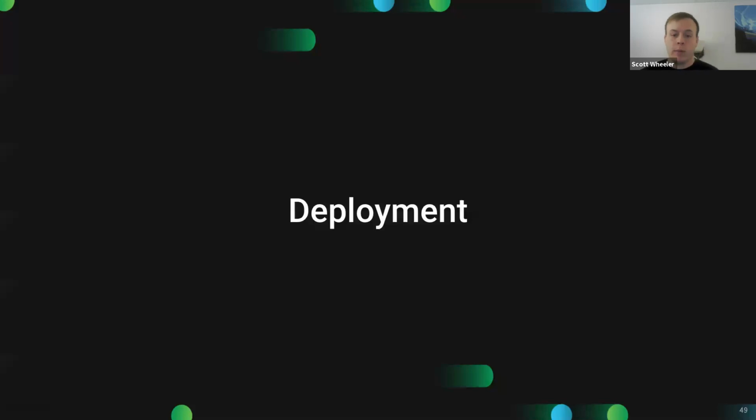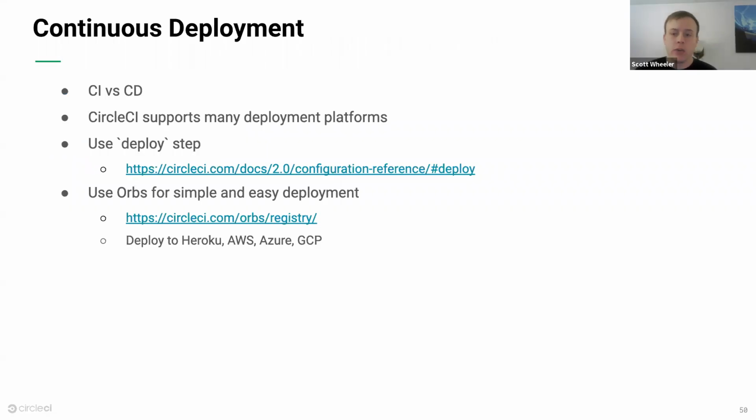Moving on to deployments. CircleCI continuous integration is used to test and merge changes into the main branch as often as possible. Continuous delivery is used to deploy those changes to your users, and customers can utilize those changes as fast as possible. We support many deployment platforms. A lot of those are available as reusable config modules known as orbs. And we also offer the deployment deploy step.